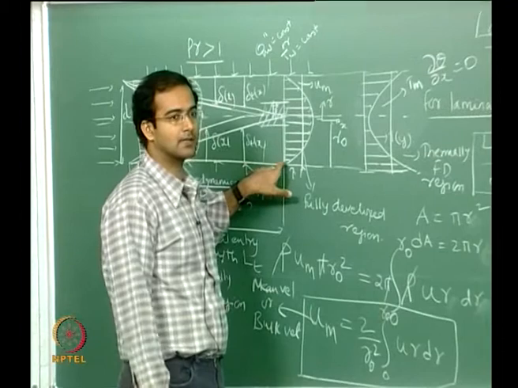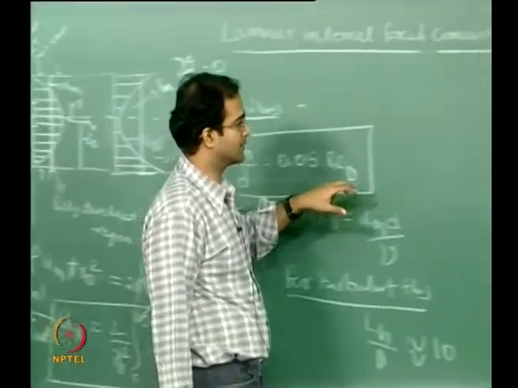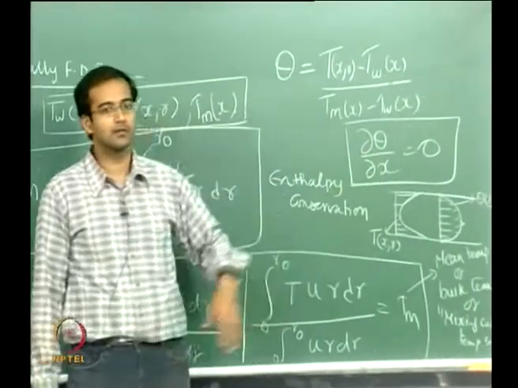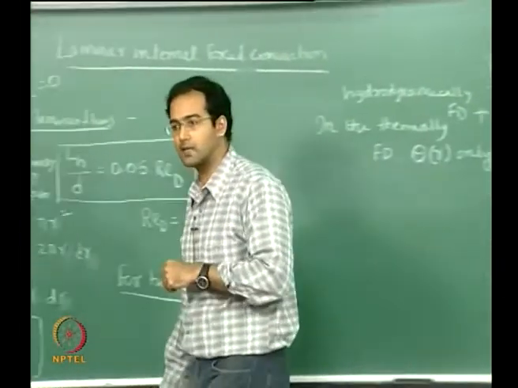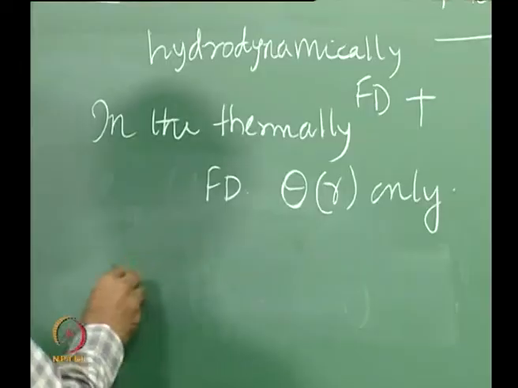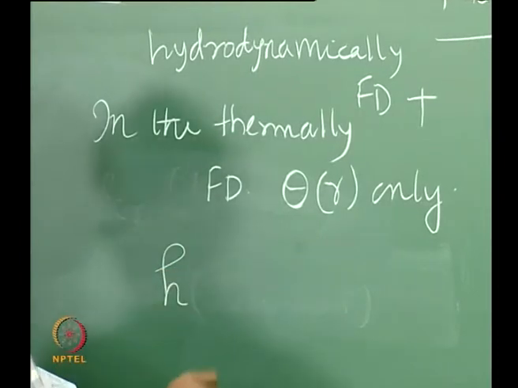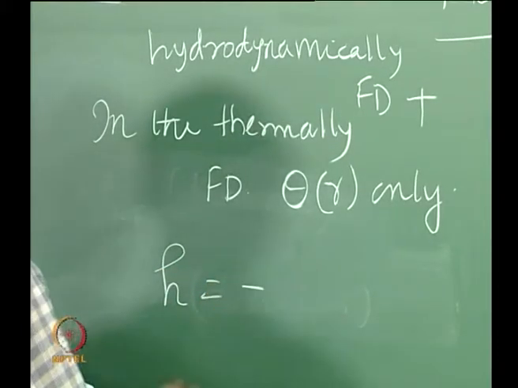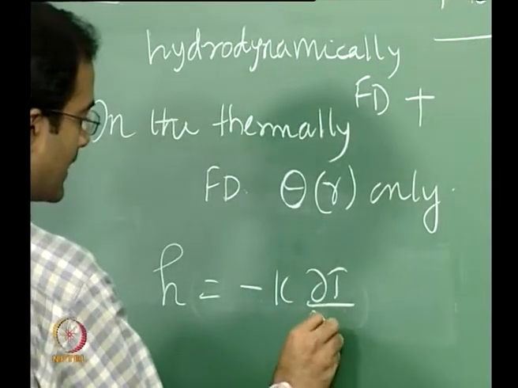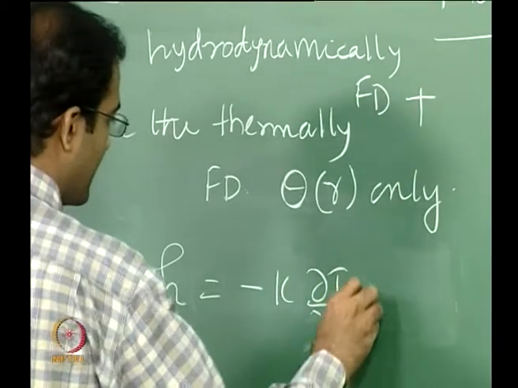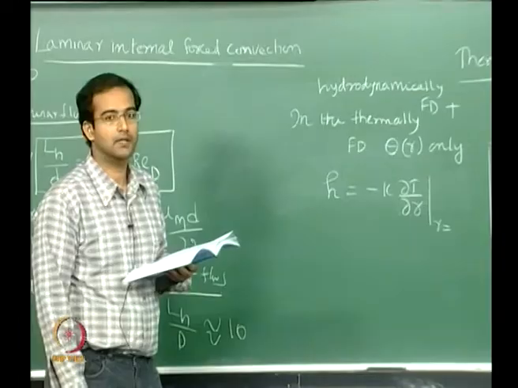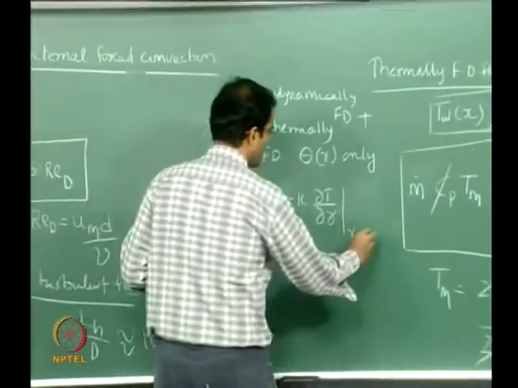You have a parabolic velocity profile, and on top of it, if you put a condition that d theta by dx is equal to 0, then you are looking at a location where your theta is a function of only r. Okay, so for this particular region, you can calculate your heat transfer coefficient as minus k dT by, now it is not y anymore, it is r, and this will be at r equal to r naught. The wall heat flux should be at r equal to r naught.